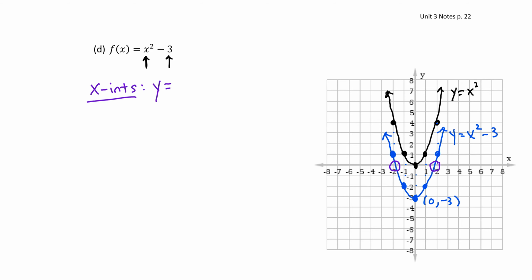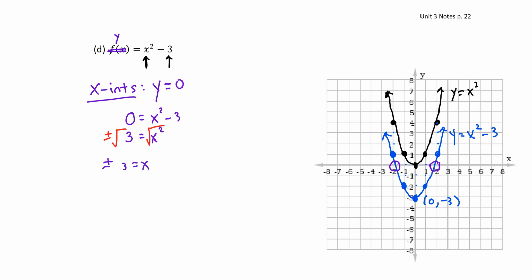We're going to do it as we always do by setting y equal to 0. And remember, f of x is the same thing as y. So I can solve 0 equals x squared minus 3. Now, this is the perfect example of an equation that we could solve quickly and efficiently with our square root property, right? I've isolated x squared. Then I can take the square root of both sides, not forgetting the plus or minus. So we end up with plus or minus square root of 3 equals x.